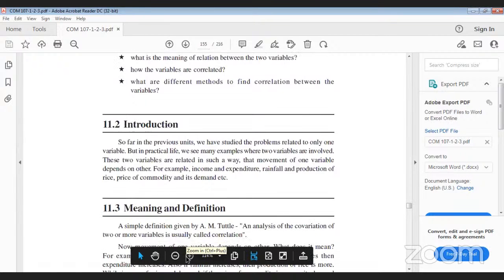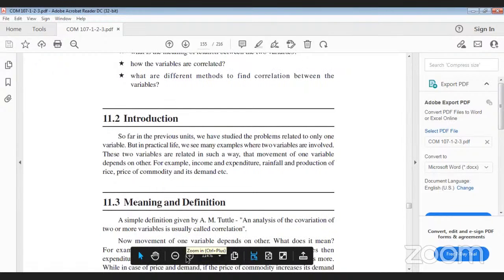But in practical life we see two variables that are related in such a way that the movement of one variable depends on the other. Example: temperature, rainfall and production, cost of production also. There is a simple definition: an analysis of covariation of two or more variables is called correlation.